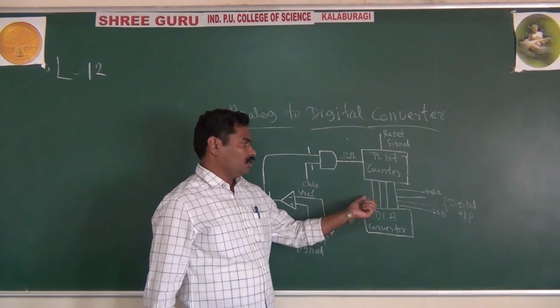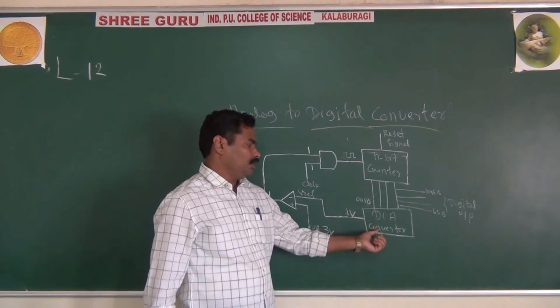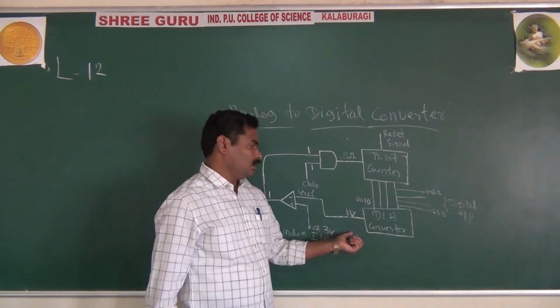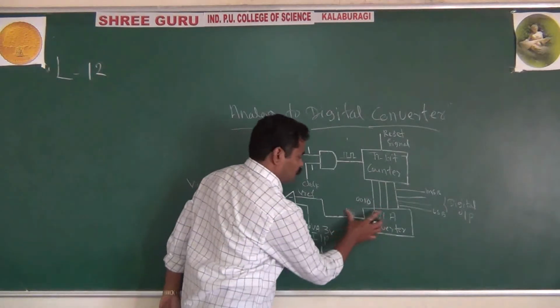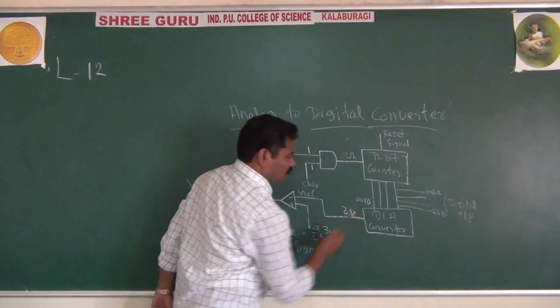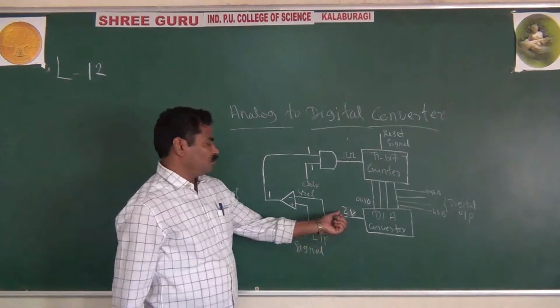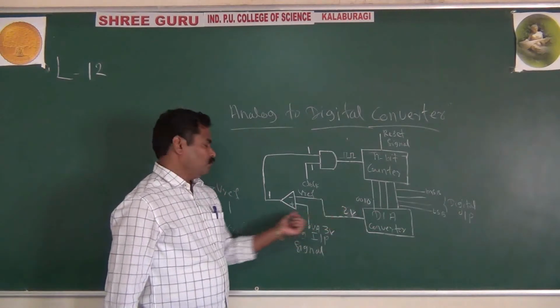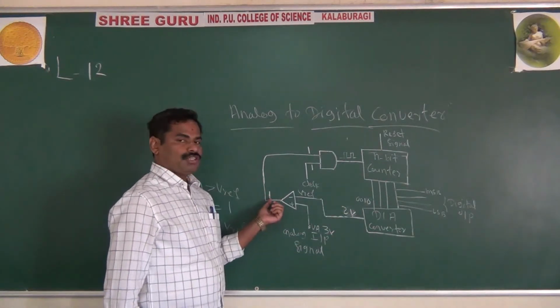The output of the n-bit counter acts as input for the DAC converter, and this DAC converter converts the digital input to the analog output. We may get 2 volts here. And once again, this 2 volts will be compared with the 3 volts. And here also 3 volts is more than 2 volts.